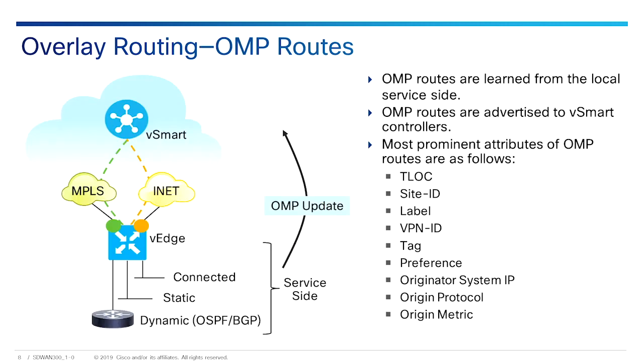Okay? So the very first one I want to talk about is OMP routes. These are the routes that are learned from the service side. Okay? So remember, on the service side, we have OSPF, BGP, and static and connected routes. What we're going to do is redistribute those into OMP. Basically, these are all the prefixes we learned from within that certain VPN at the local service side via those routing protocols or static.